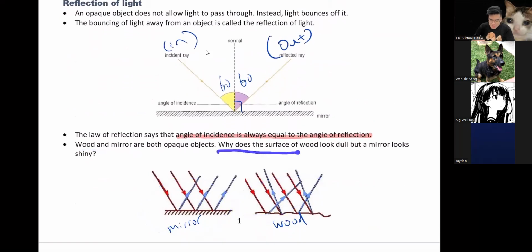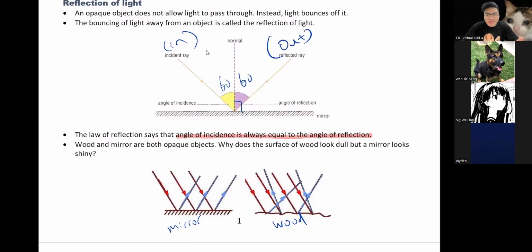But why does the surface of wood look dull, but mirror looks shiny? Okay, maybe a better question. Why is it when you buy a new car, let's say you just buy a new car from a showroom, the car looks freaking shiny. The paint looks shiny. But after a few years of using it, let's say you don't take care of your car, you don't wash it often, you just park it under the sun for a few years, then you will start to realize the paint starts to become dull, not as shiny as the first day when you bought the car.